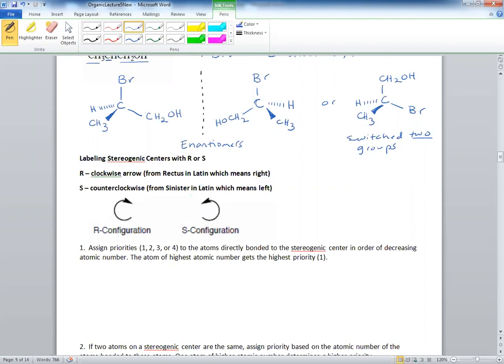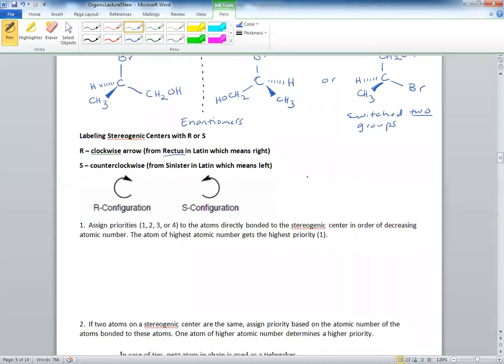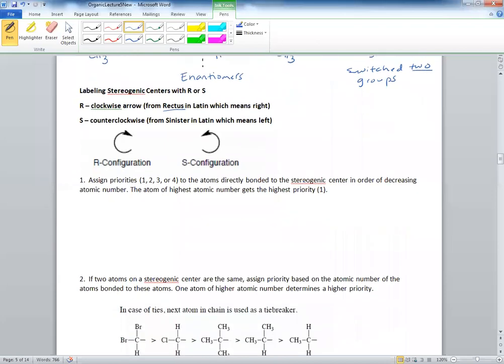R is a clockwise arrow. It comes from the Latin rectus, which means to the right. S is counterclockwise, and it's from sinister in Latin, which means left. Left-handed people were thought to be possessed. That's why the word sinister. So S and R. I'm going to give you an example before we actually learn how to do it, because we need to assign priorities and then we can draw the arrow.